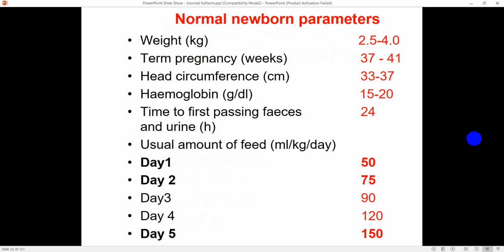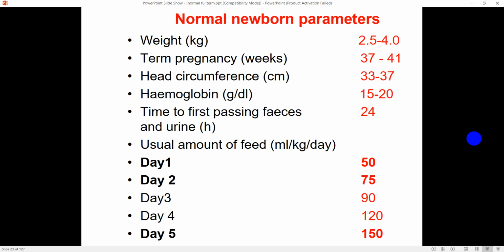And here in this slide, there is information related to normal parameters of the normal full-term neonate. His body weight is between 2.5 to 4 kg. Gestational age is between 37 to 41 or 42 weeks of gestation.